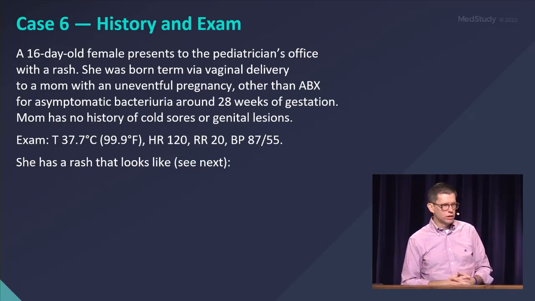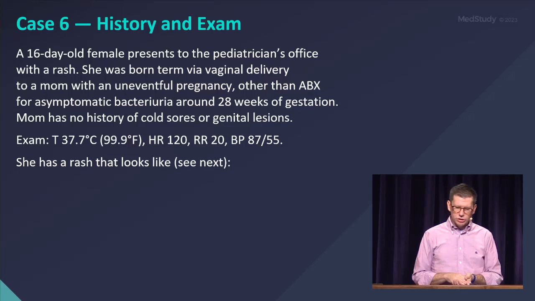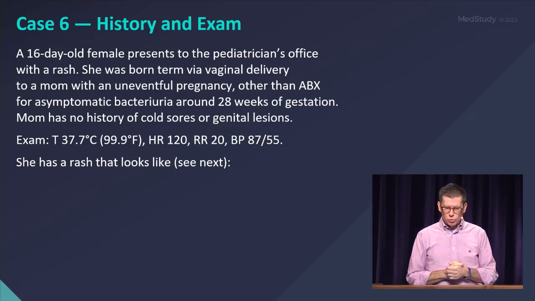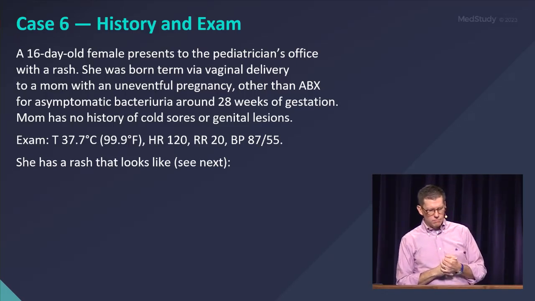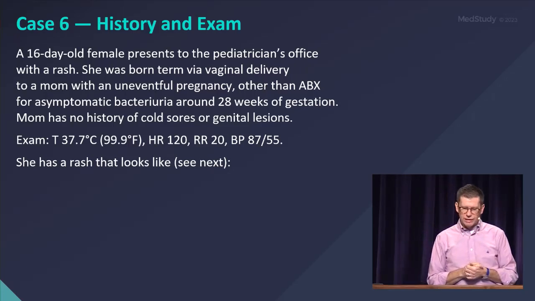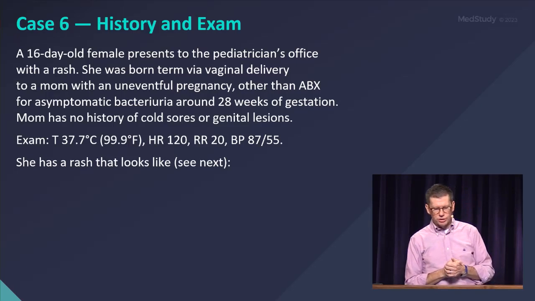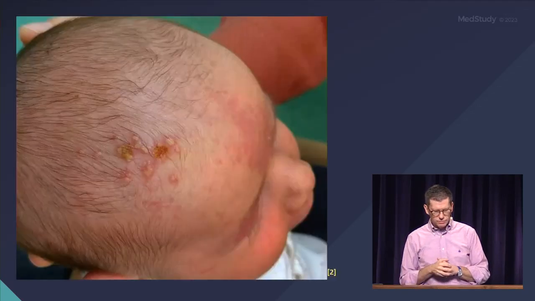All right, we'll go to case 6. A 16-day-old female presents to the pediatrician's office with a rash. She was born term via vaginal delivery to a mom with an uneventful pregnancy, other than antibiotics for asymptomatic bacteriuria around 28 weeks of gestation. Mom has no history of cold sores or genital lesions. Baby has a temperature of 99.9, a heart rate of 120, respirations of 20, blood pressure 87/55, and she has a rash that looks like this.